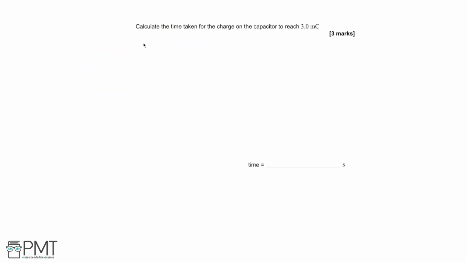The next part of the question says, calculate the time taken for the charge on the capacitor to reach 3.0 millicoulombs. In order to do this question, we need to use the equation for how the charge across the capacitor varies over time. Specifically, we need to use Q is equal to Q0 multiplied by 1 minus e to the minus t over tau, because the two are related by the equation Q is equal to CV, so the charge on the capacitor is just proportional to the voltage.